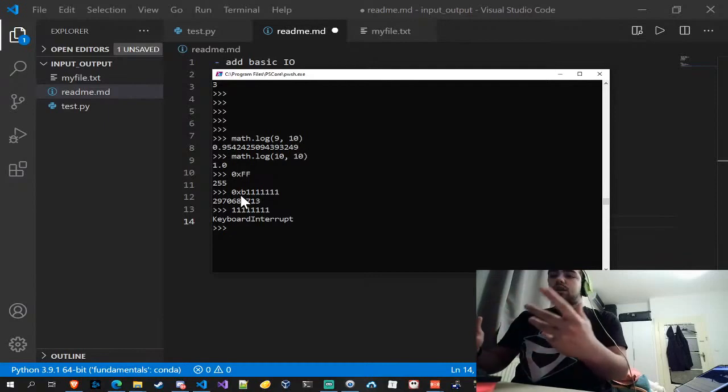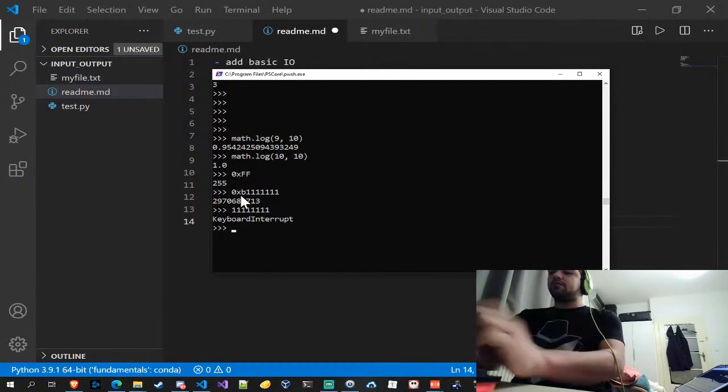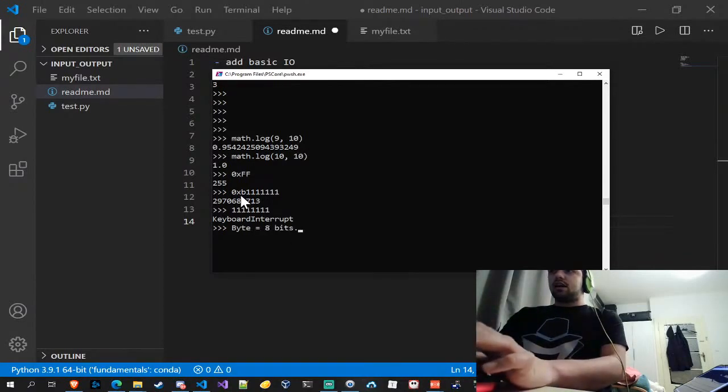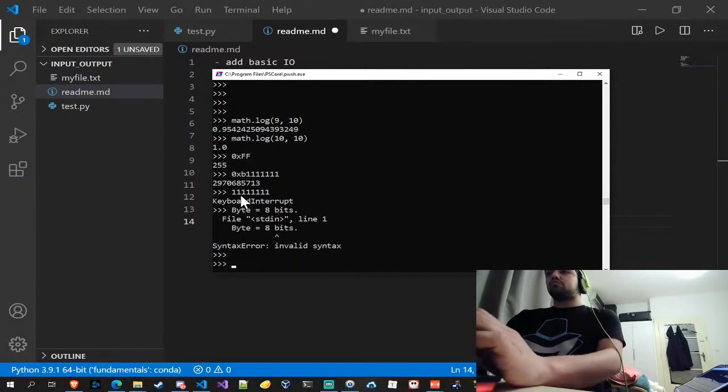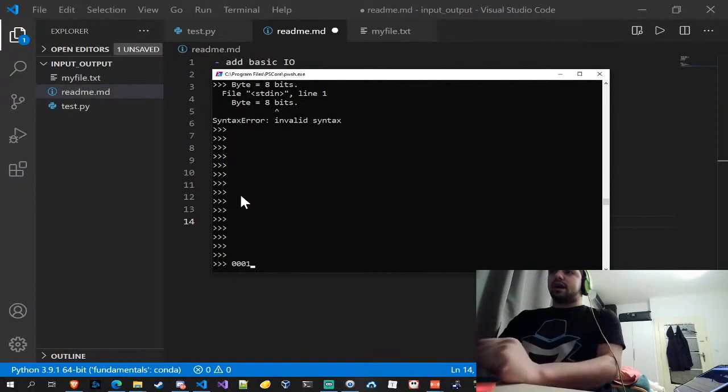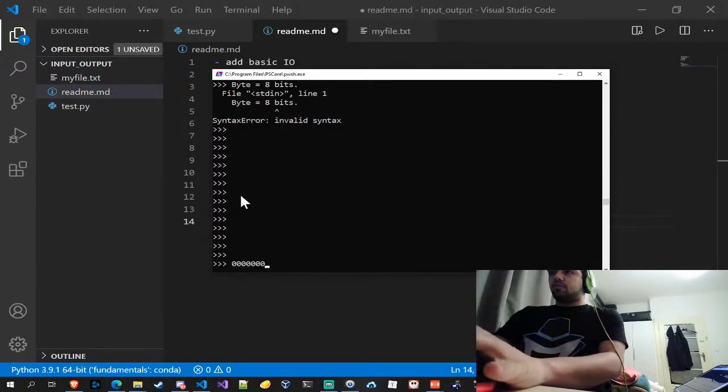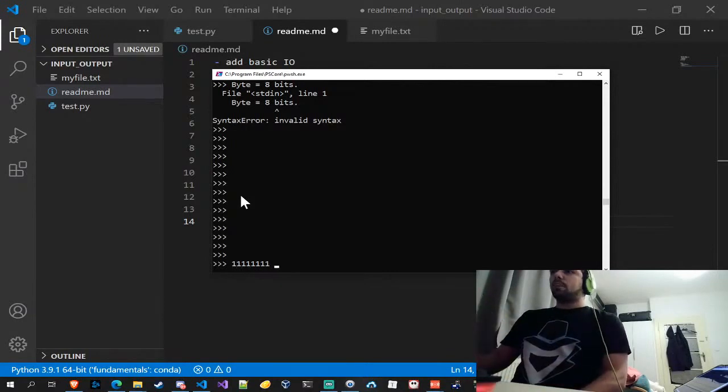Because of the definition of a byte, a byte is 8 bits, right? And a bit can be 1 or 0. So this is a byte, but this is also a byte. This is also a byte. If we include all 8 possible digits, this is a byte, this is a byte, this is a byte. It just so happens this is the highest byte, I guess, right?